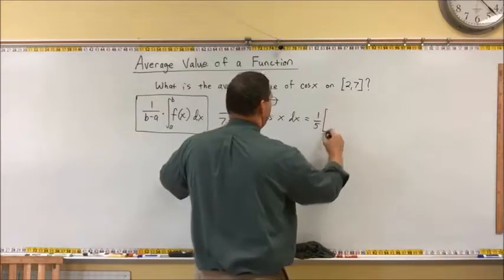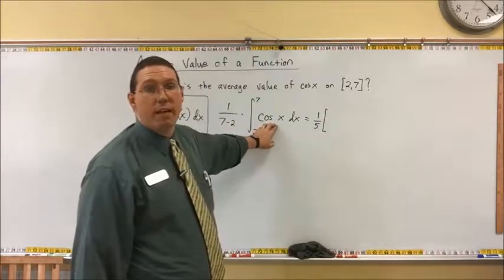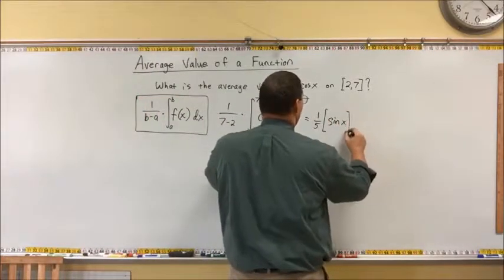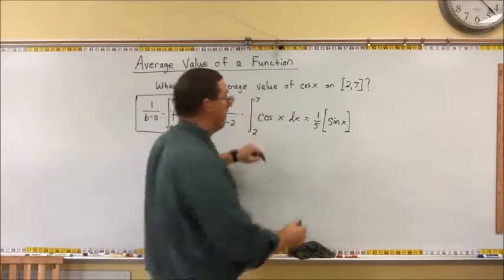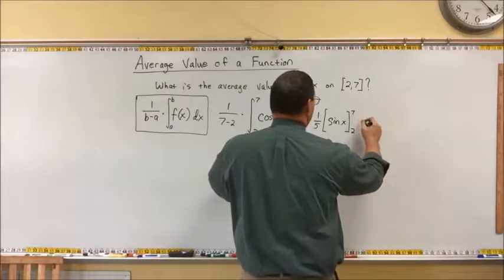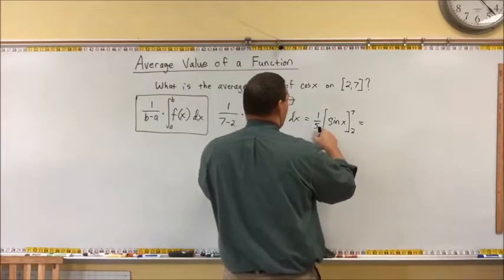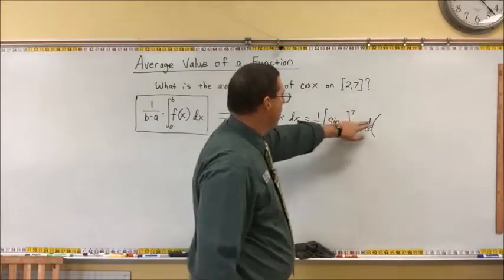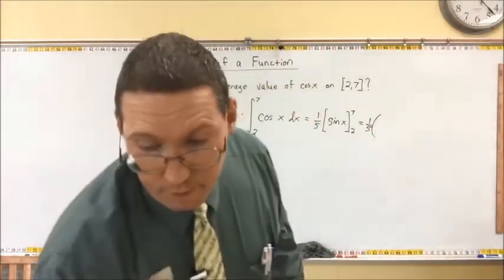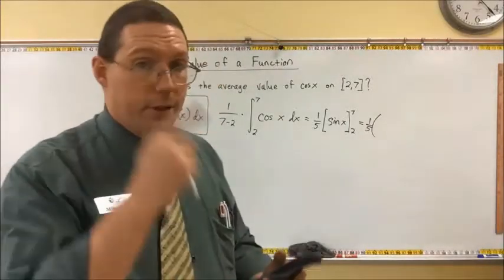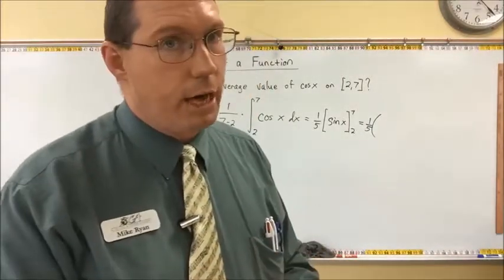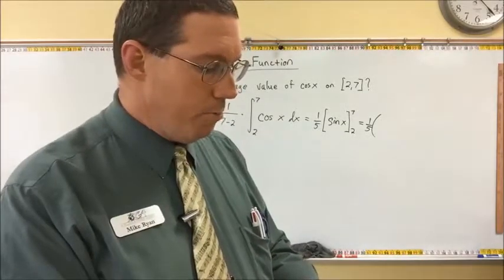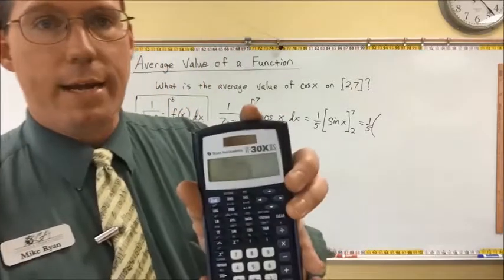Then I'll put the bracket. Antiderivative of cosine of x is sine of x, from 2 up to 7. Now I'm going to bring over the 1/5. Then I'm going to open a parenthesis and put this stuff on the inside of the parenthesis. But I want a calculator for this. Now, you want to make sure that your calculator is in radian mode. This calculator is not in radian mode. In calculus, we deal in radians. So I want to hit this mode button, and it allowed me to choose radians.